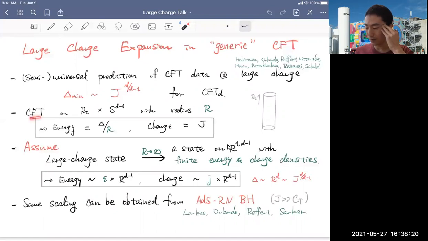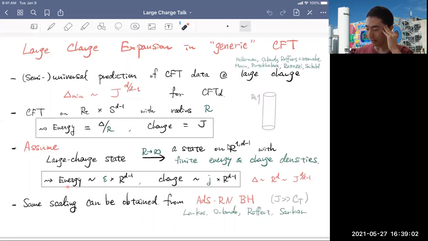In order to do this, we need to consider the CFT on R_t times S^(D-1). So you do the radial quantization, and in particular, take the radius of S^(D-1) to be R. Then the energy of the state, which corresponds to this operator insertion, is given by Delta over R, which is just dimensional analysis, whereas the charge is given by J. And now, if we further assume that the large charge state in the R to infinity limit becomes a state on flat space with finite energy density and charge density, then we should get this formula.